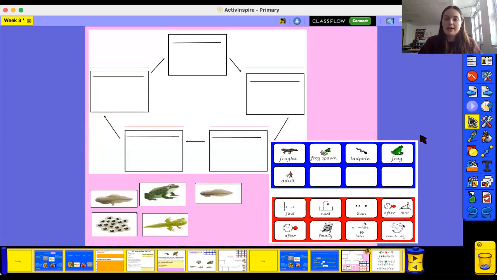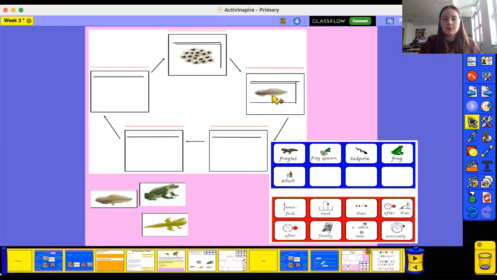Now what I want you to do is have a think back to yesterday. Maybe you've still got this that you did in yesterday's lesson. The life cycle of a frog. Can we remember what happens in the life cycle of a frog? What happens first? Which picture am I going to put first? Fantastic. The frog spawn is the first part of the life cycle of a frog. It starts as an egg as frog spawn. Brilliant. After the frog spawn hatches, what hatches out of it? Brilliant, a tadpole. So I'm going to get the picture of my tadpole and that goes next.